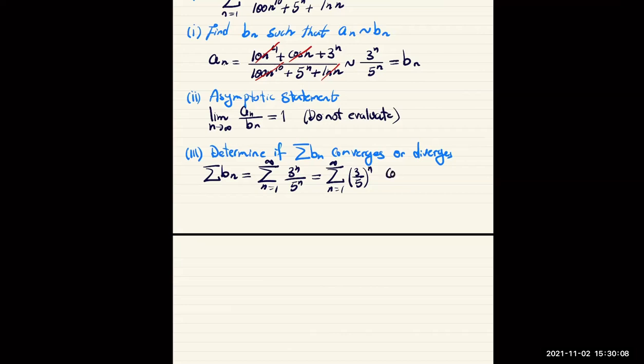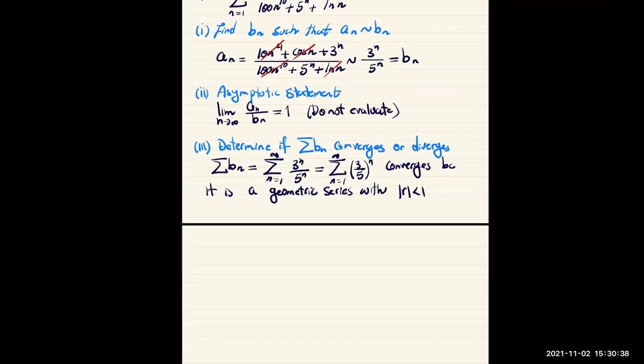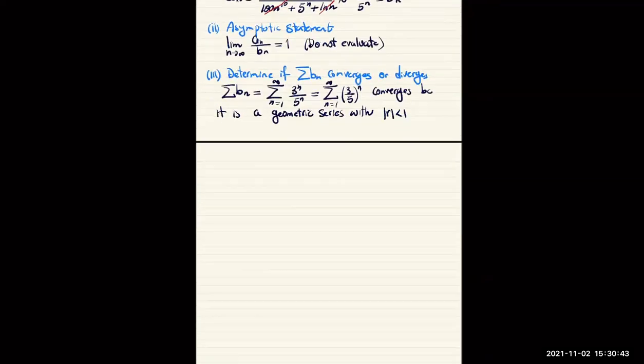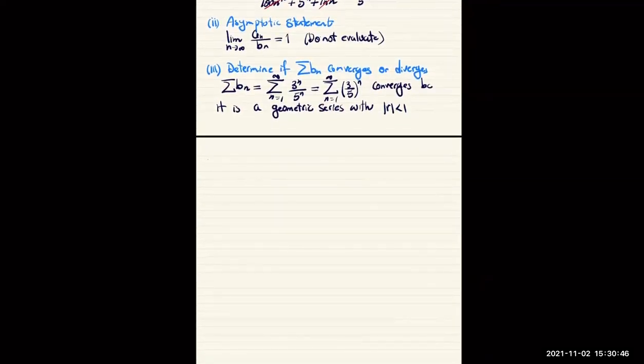Yeah, so this converges because it is a geometric series with absolute value of r less than 1. Or you can just say r between -1 and 1. Okay, you don't even have to do absolute value. And the reason for that is because this is just a positive term series. It's a positive term series. r is between 0 and 1. So that's it. That gives us our conclusion. That's the last step.